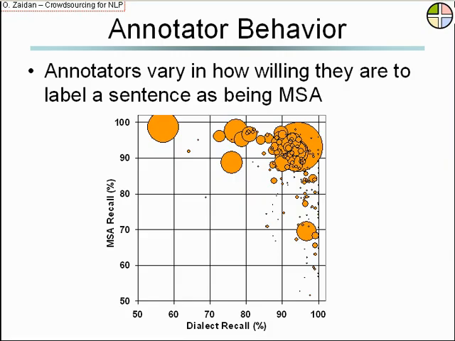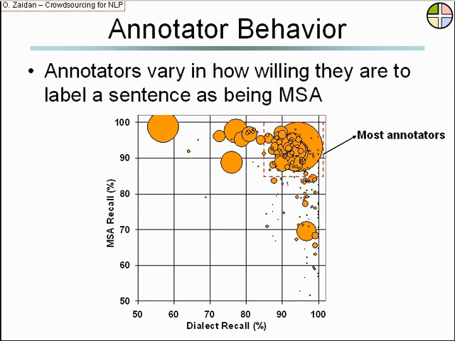The x-axis is their dialect recall, that is, how often they were able to classify a dialectal sentence as being dialectal. And the y-axis is the MSA recall. The first thing to notice is that most annotators are over here, so they have both high dialect recall and high MSA recall. This was a good thing because you can think of this as a sanity check. If most people are agreeing and most of them have high recall rates, this means that the task is making sense to them, and there are high levels of agreement.